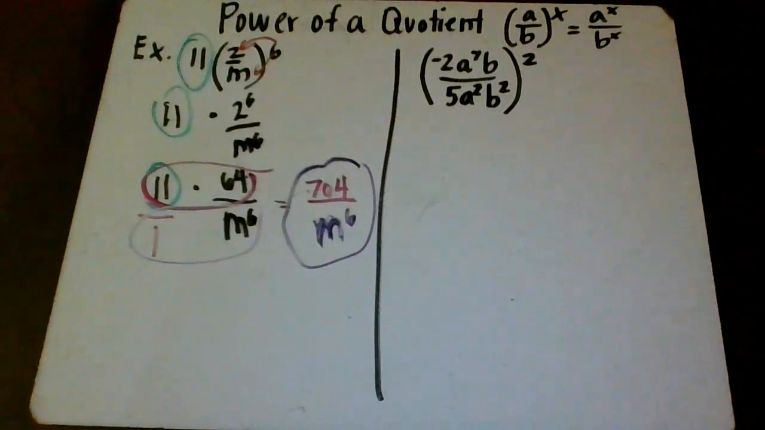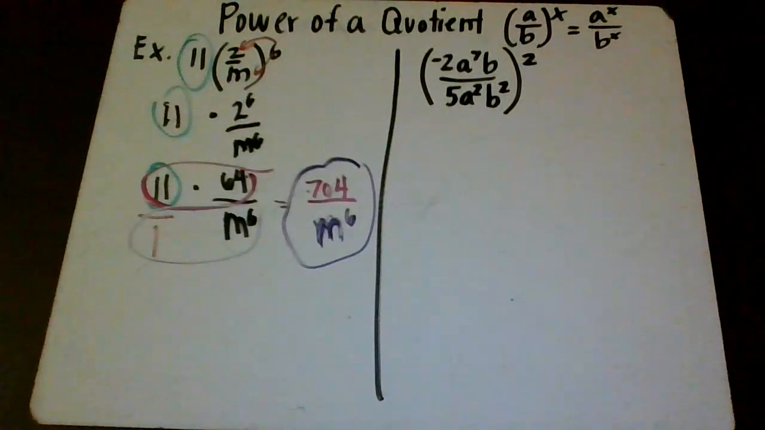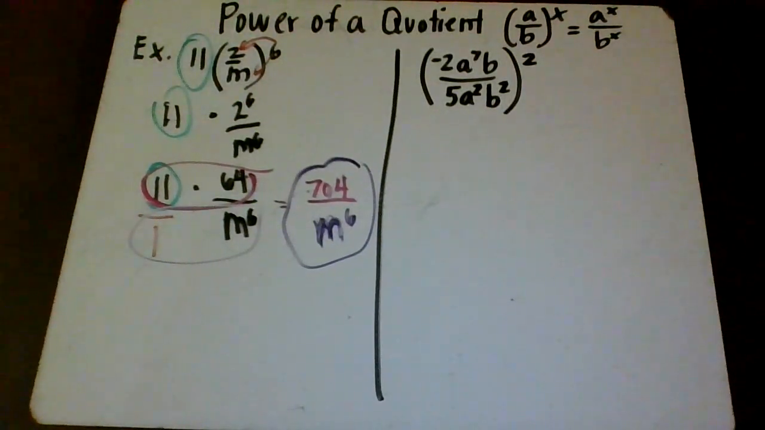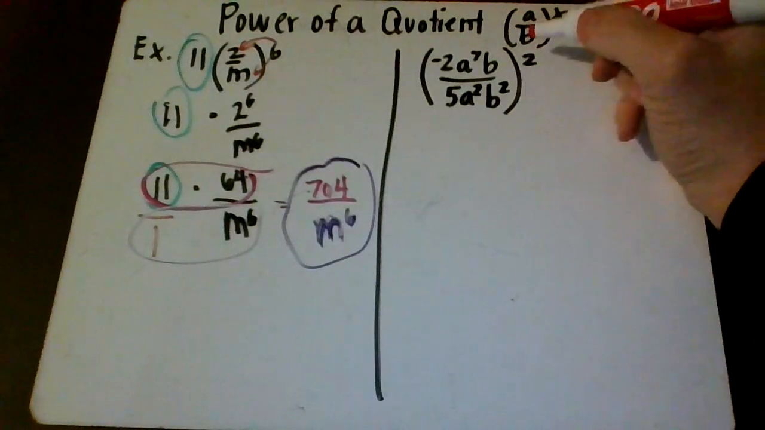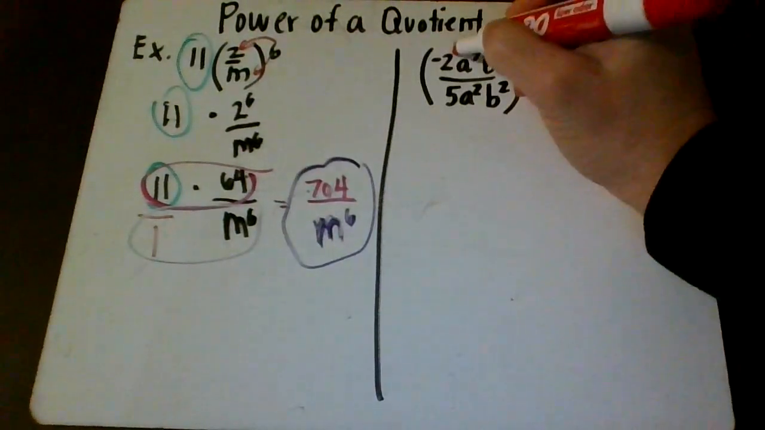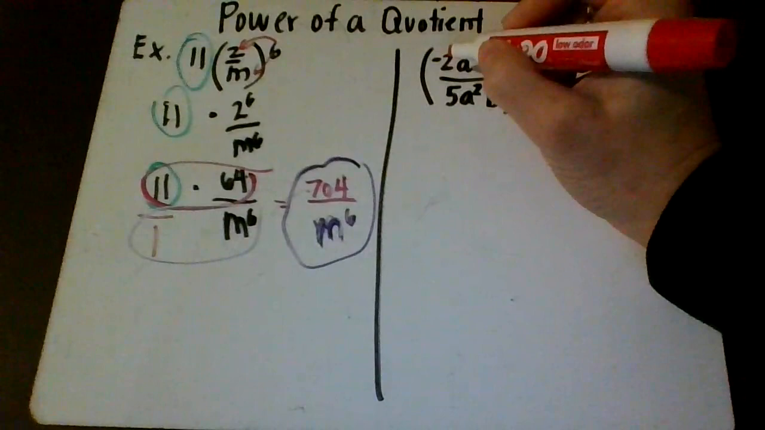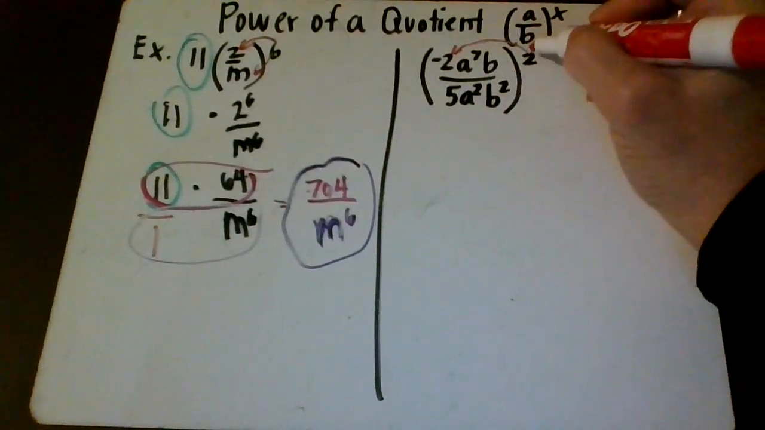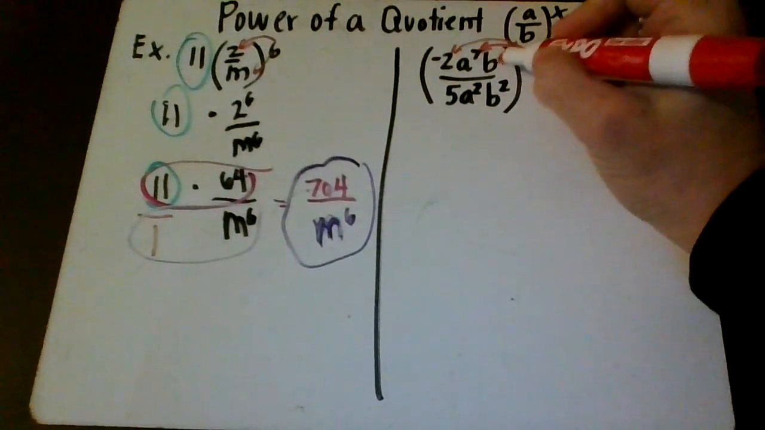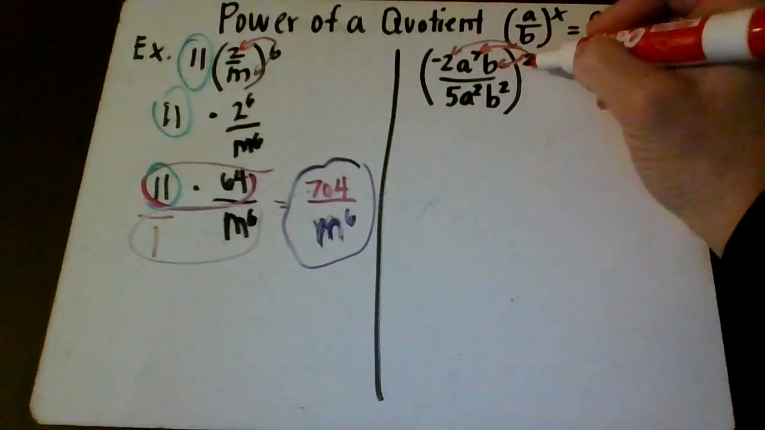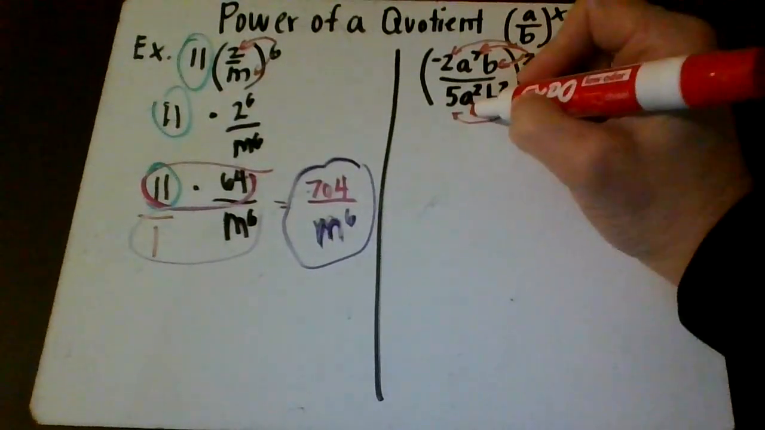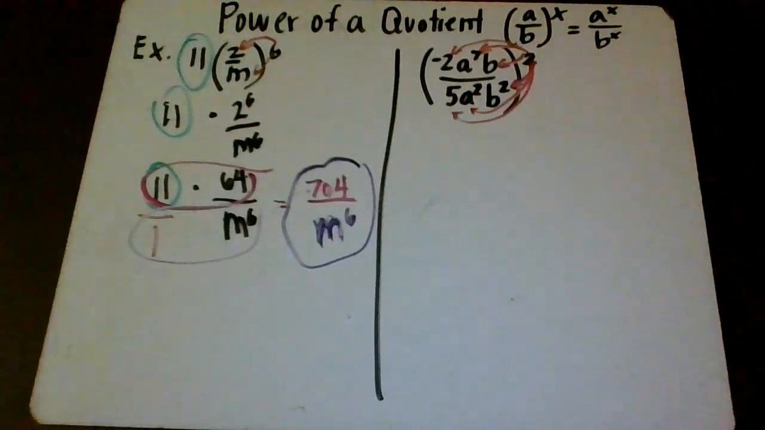Now, I told you these were more complex. Ooh, doggy, that one looks really complex, this next one. Again, power of a quotient. So I'm going to do some distributing first. Be very careful. Make sure you distribute it to the coefficient, the a and the b in the numerator, and then the coefficient, the a and the b in the denominator.